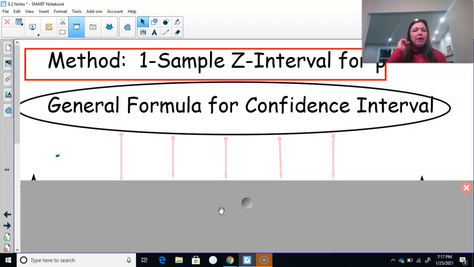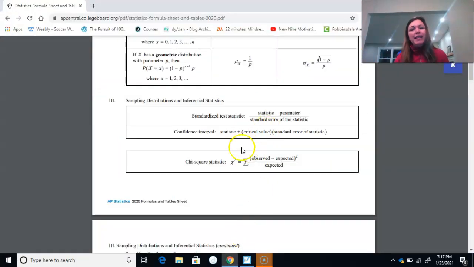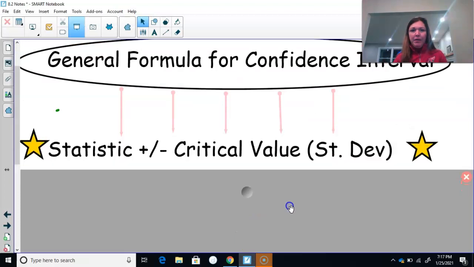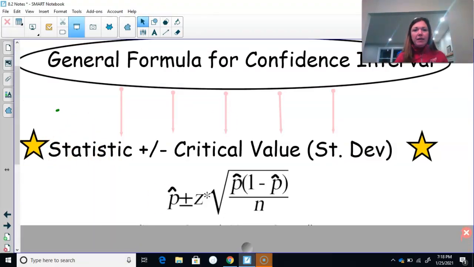I want you to start getting familiar with your formula sheet. You're going to be building several confidence intervals in this class. If you look at your formula sheet, they do give you the general confidence interval formula. You see we have the statistic plus or minus a critical value times the standard error of a statistic, okay? Well, today we're going to be dealing with proportions. The statistic for a proportion, what's describing the sample, is your p hat, okay? So when we talk about this statistic, we're going to talk about p hat, and you can see that right there. Here is our statistic.